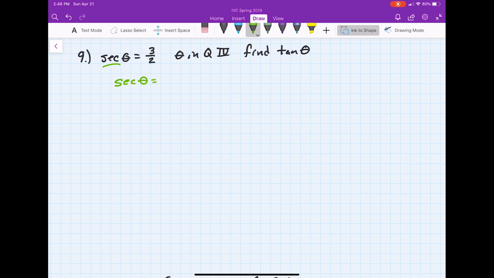So for number 9, it's a similar type question, except this time we have secant, and secant of theta is defined by 1 over cosine theta. So that means we just flip this over and we will have cosine theta is 2 over 3. And cosine is defined by the x coordinate over our radius. So our x is going to be 2 and our radius will be 3 this time.